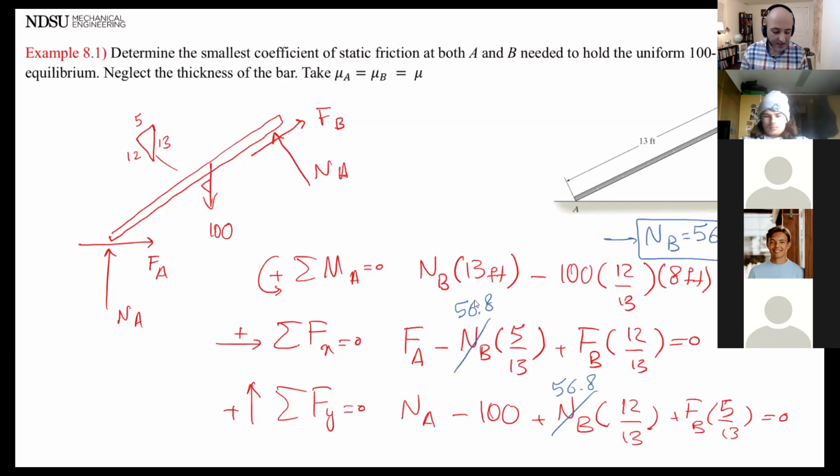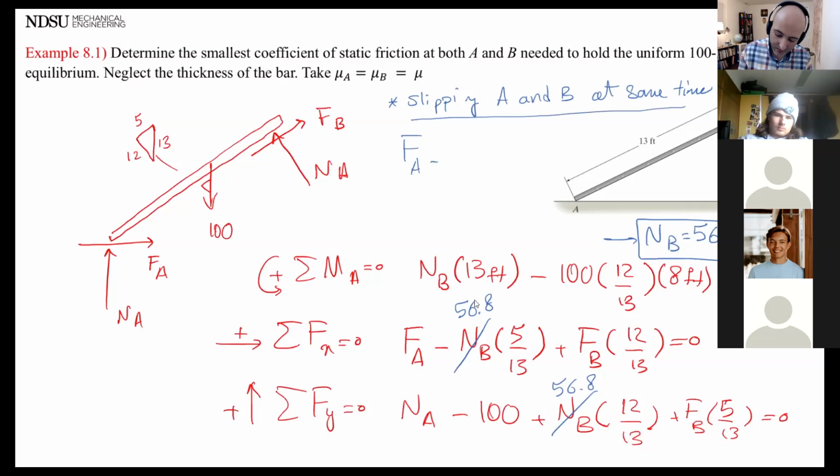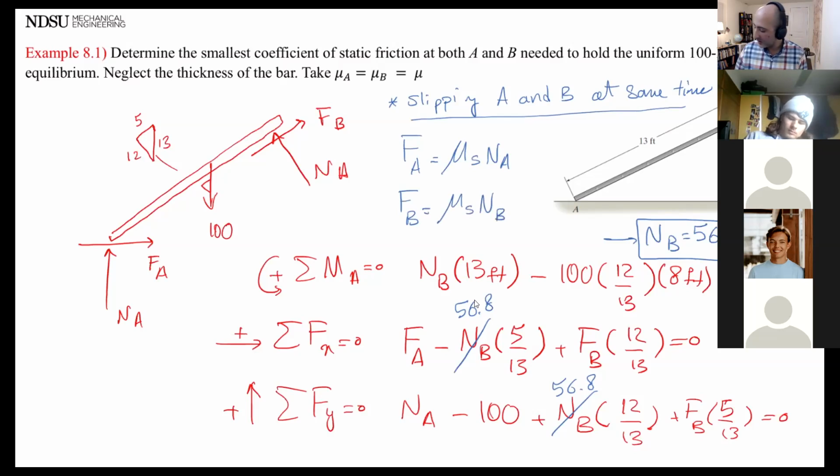After this stage, you have to write this: I assume that it's slipping, and I'm done in like 10 seconds. Slipping happens at A and B at the same time, okay, because it's the same bar. Point A cannot start slipping without B slipping or vice versa. After doing that, then you can write this equation. Without writing this sentence, this equation would be invalid. Okay. And then I'm going to pick up from here on Friday.